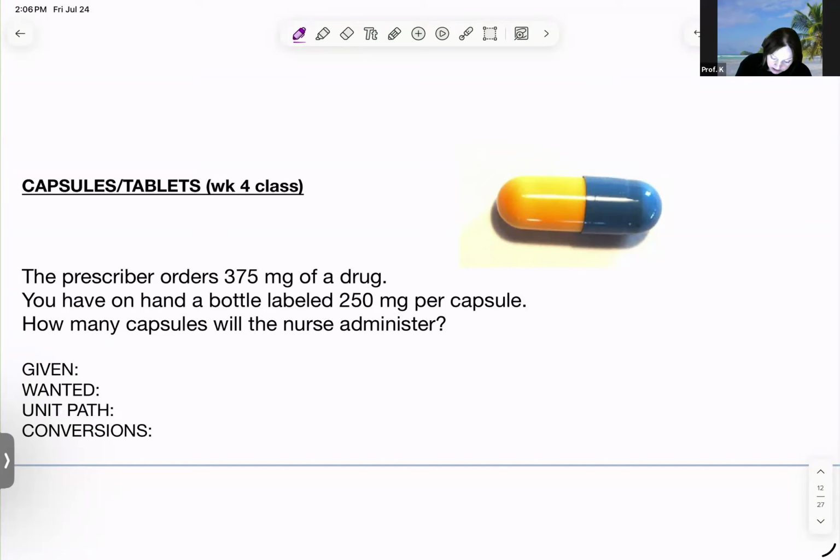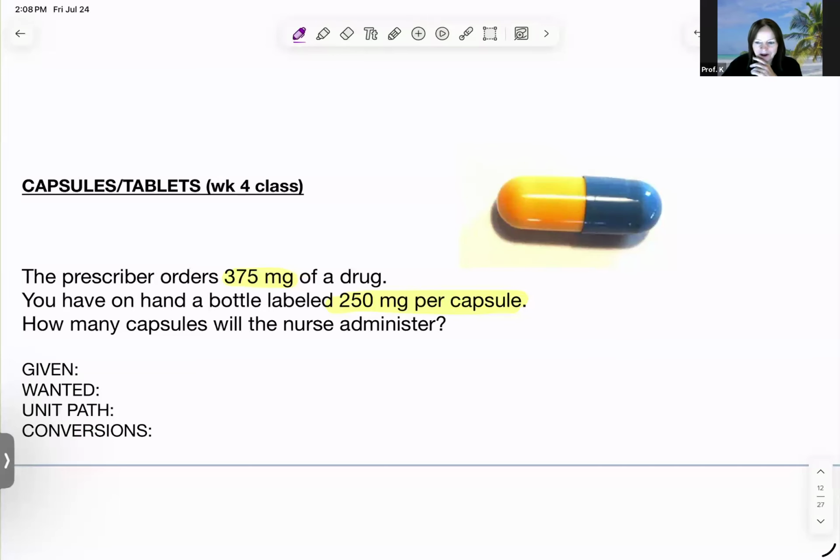The doctor says, I want you to give 375 milligrams of whatever drug this is. You go into your pharmacy med cart and you open the drawer, and in there is a package with a little capsule in it. And on it, it says every capsule has 250 milligrams in it. How many capsules will you give as the nurse? Let's do it the dimensional analysis way. Now, how about I give you a minute to try to solve it?